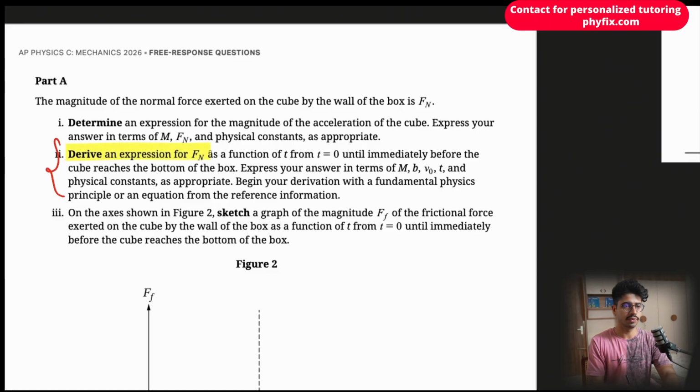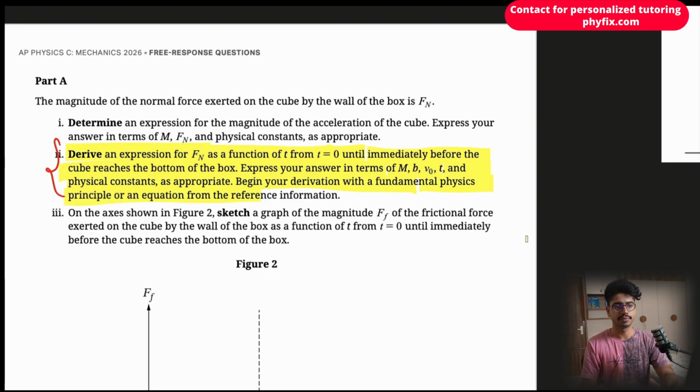Derive an expression for the Fn as a function of time from t equal to 0 until immediately before the cube reaches the bottom of the ground. Express in terms of m, v, t, and the physical constant appropriately. Begin the derivation from the fundamental physics principle and write the equation.